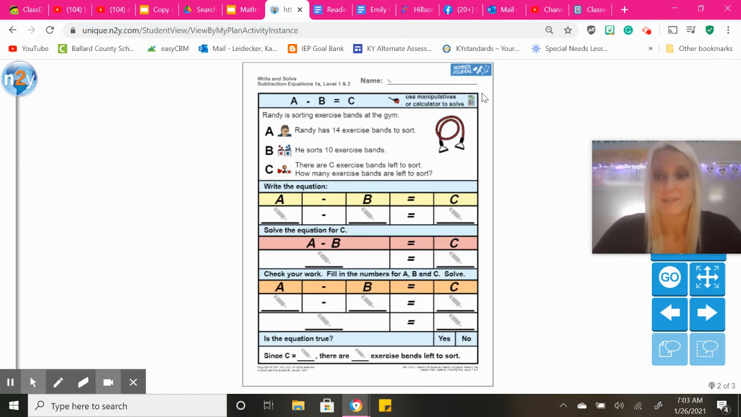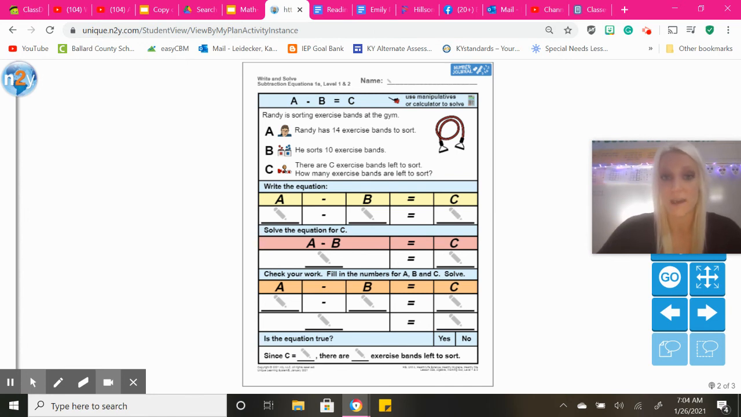Okay, to the next box then, we're back to subtraction. We have Randy is sorting exercise bands at the gym. So those exercise bands, do you see that there's a little handle here and a little handle here? So you can take those handles and you can stretch them to practice stretching, and it also builds those muscles. You can put a band underneath your foot and you can lift it up to work those muscles and those types of exercises. So that is called an exercise band. Randy has 14. B, he sorts 10 exercise bands, and there are C exercise bands left to do.